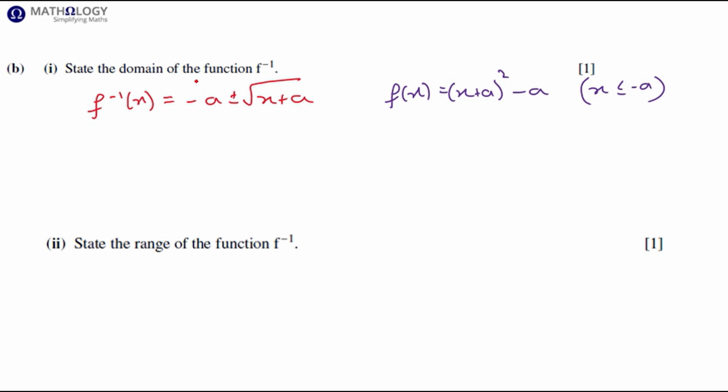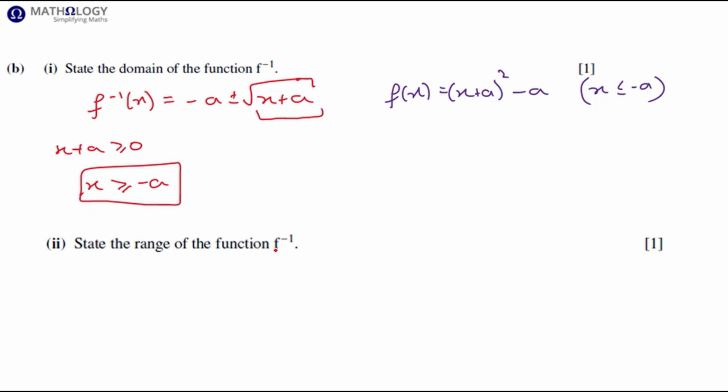State the domain of the inverse function of f. So the inverse function of f equals minus a plus or minus root of (x plus a), and we need to now state the domain. We have a square root here, so we have a restriction. That restriction is that the contents of the square root can never be negative, because the square root of a negative number is a non-real number. So our restriction here is that x plus a must be greater than or equal to 0. In other words, x is greater than or equal to minus a. So this is the domain for the inverse function.